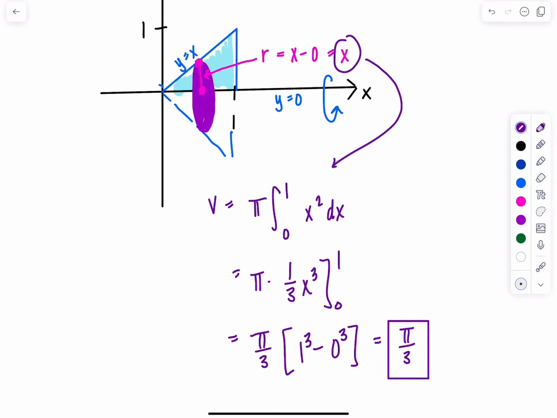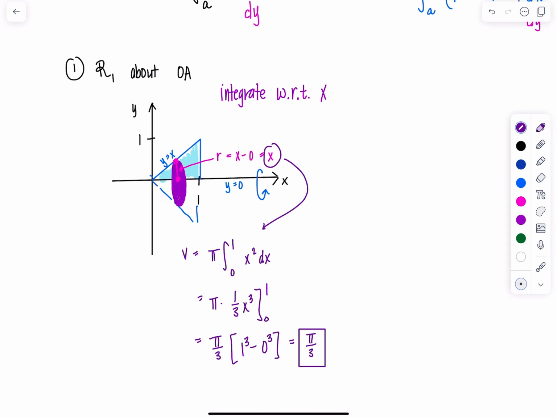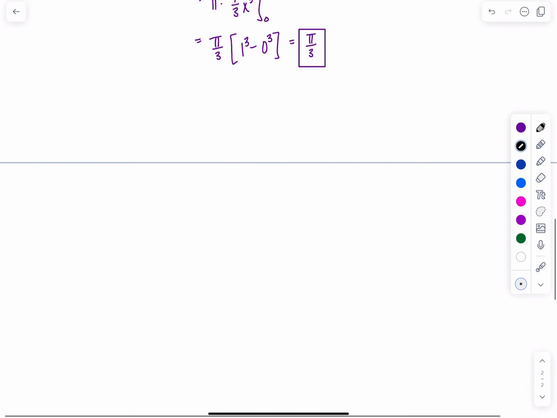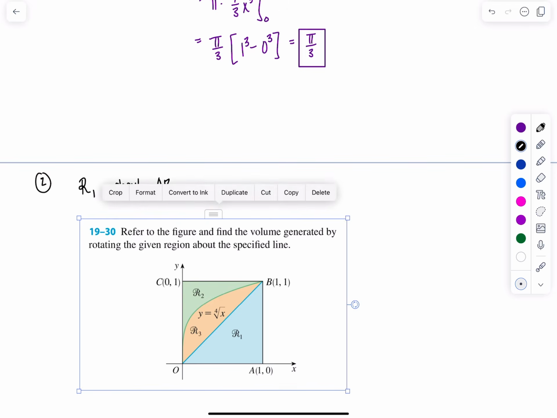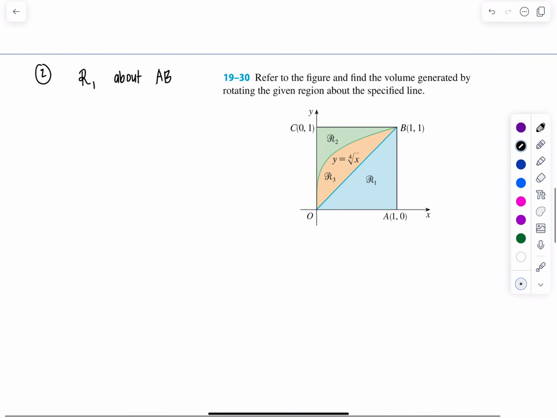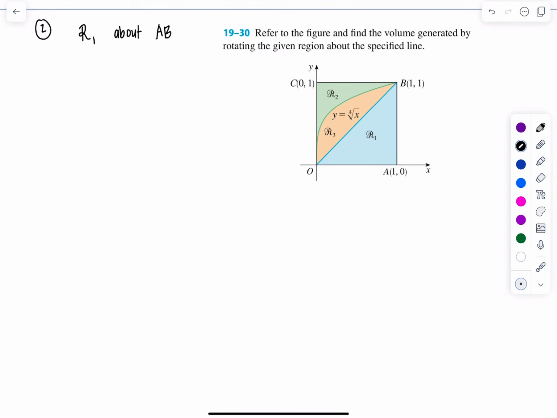Shall we look at another example? Okay, good. Example number 2. We're going to take region 1 and spin it around AB. Let me see, can I paste this again? Perfect, okay. So region 1, and we're going to spin it around AB. Same triangular region, it's just this time we're going to spin it around this line right here, AB, which is x equals 1.